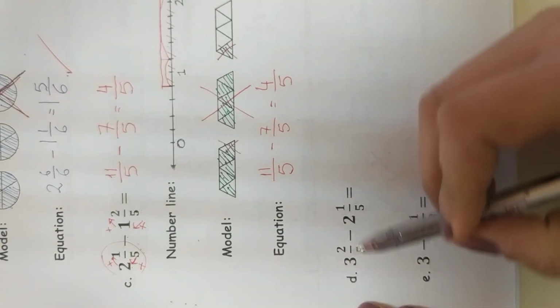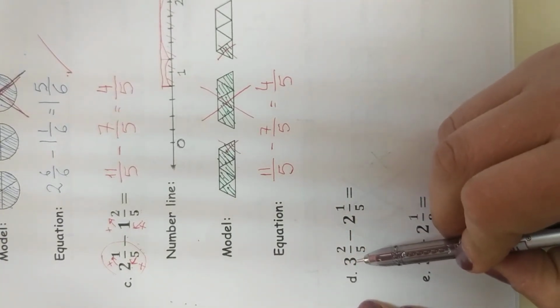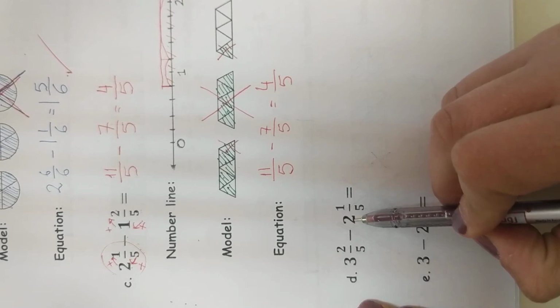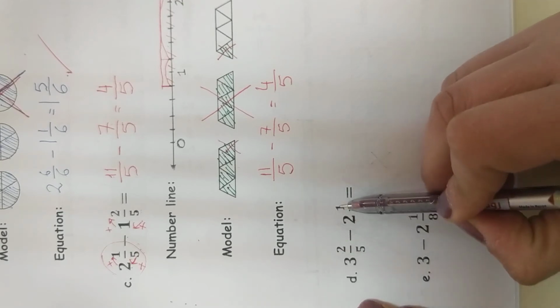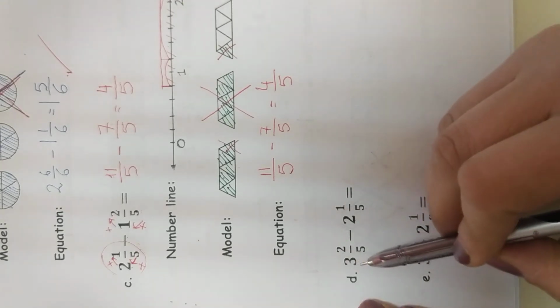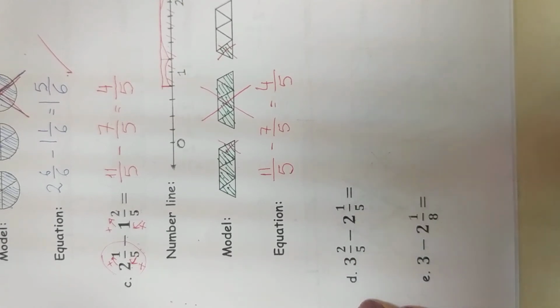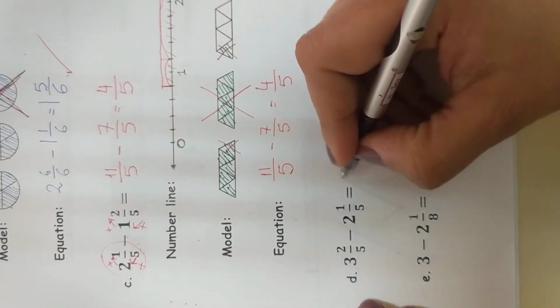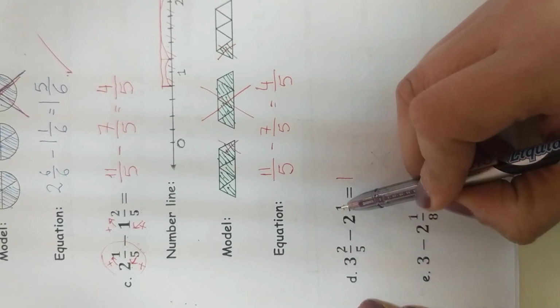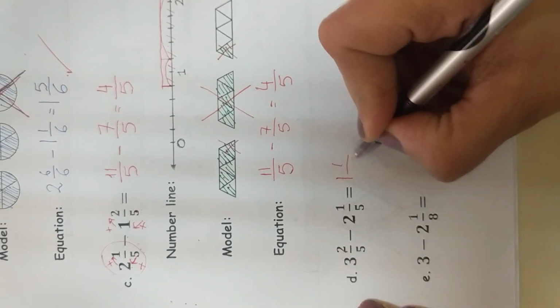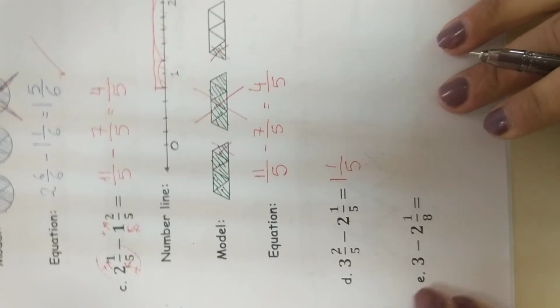Number G. I will check first. Can I make 3 minus 2? Yes. Okay, what about 2 minus 1? Yes. Okay, I will solve the whole numbers together and the fractions together. 3 minus 2 equals 1. 2 minus 1, 1, and the denominator is 5 as it is.